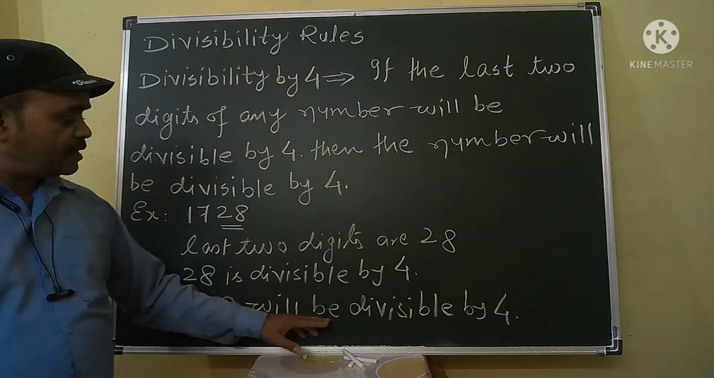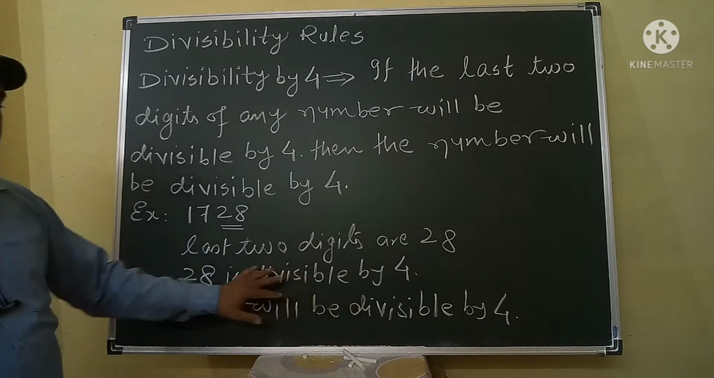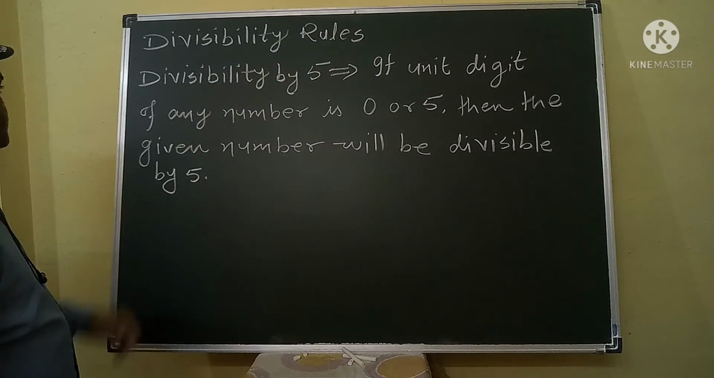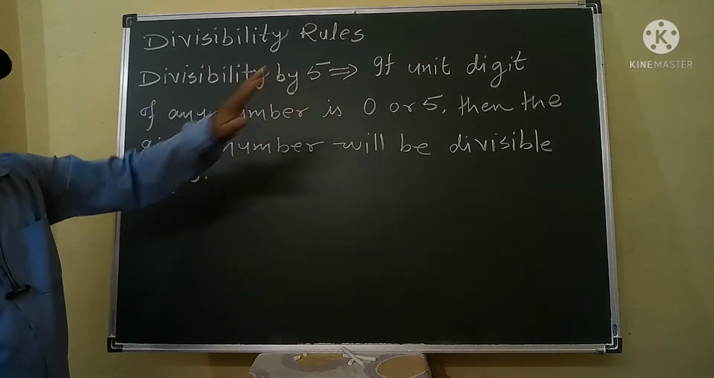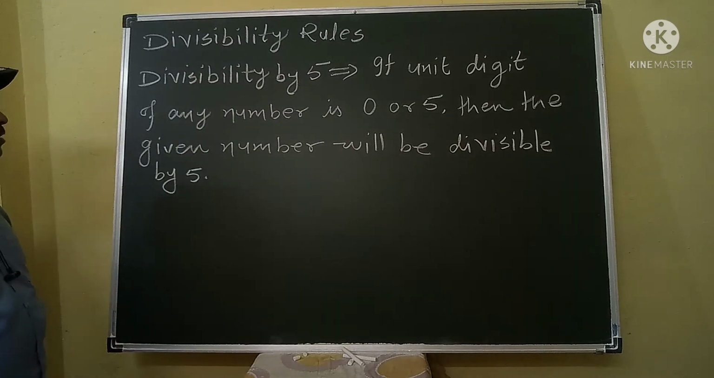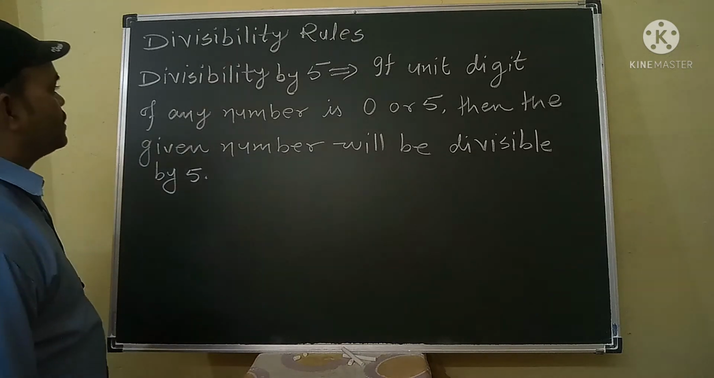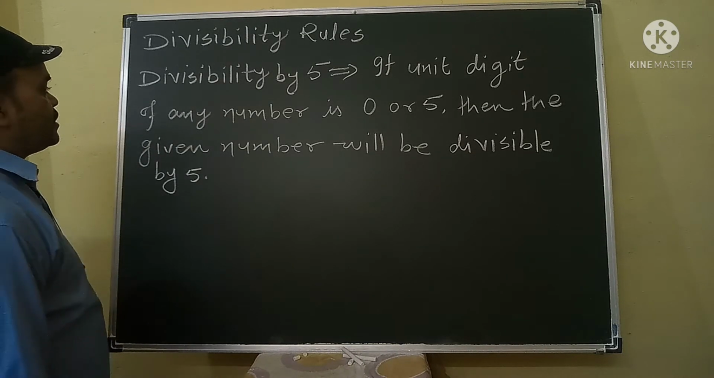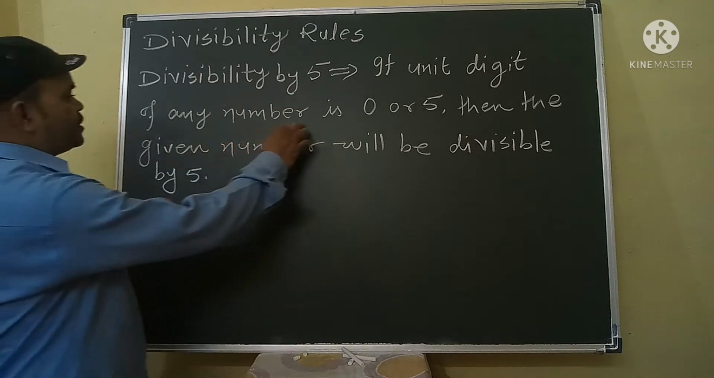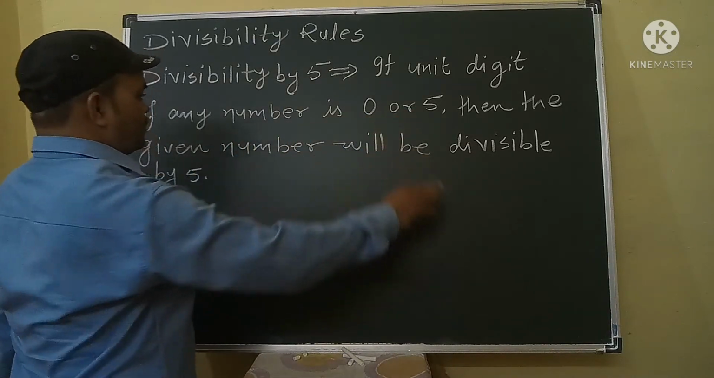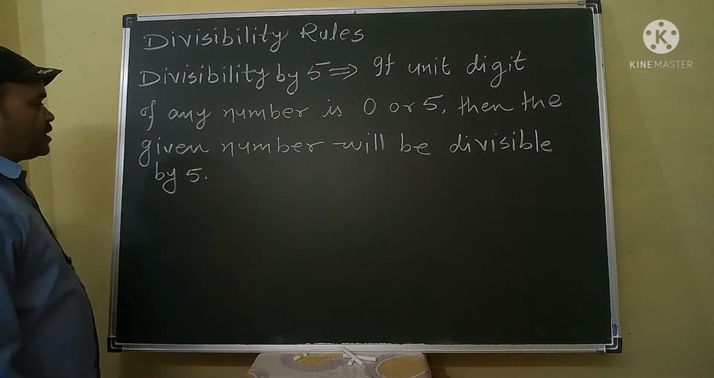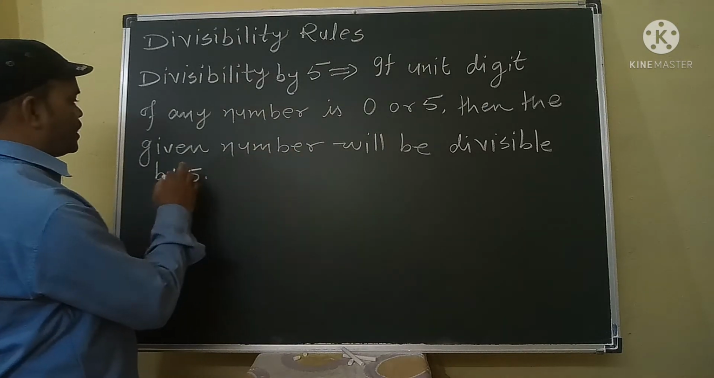1728 will be divisible by 4. Your next topic is divisibility by 5. What is the rule? In which condition any number will be divisible by 5? If unit digit of any number is 0 or 5, then the given number will be divisible by 5.